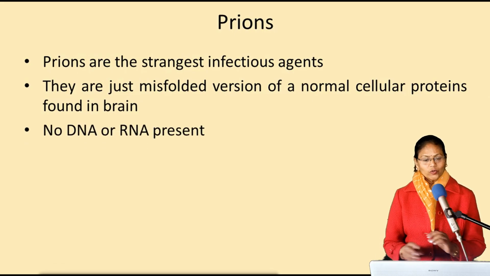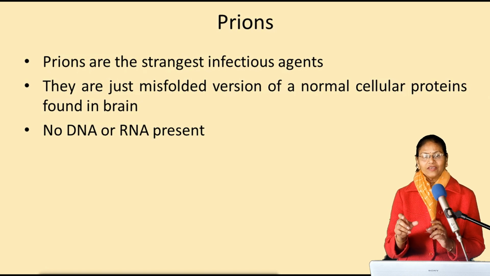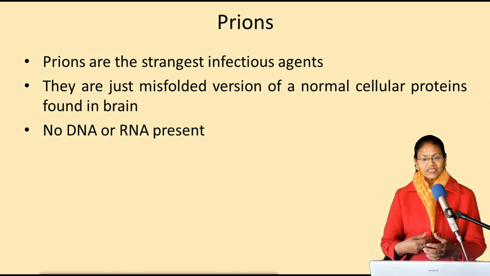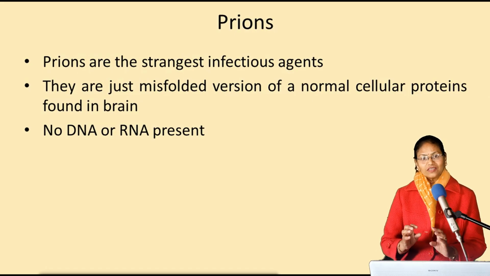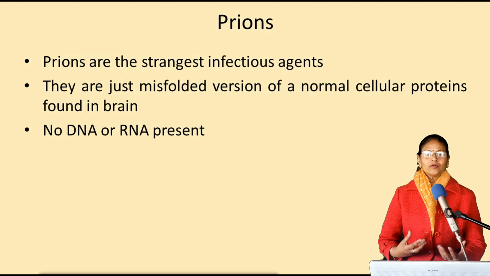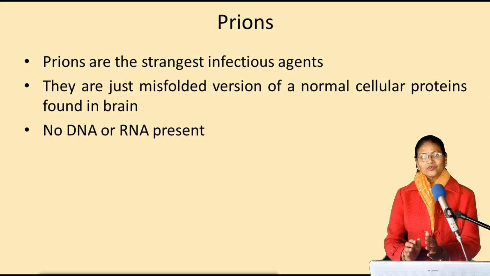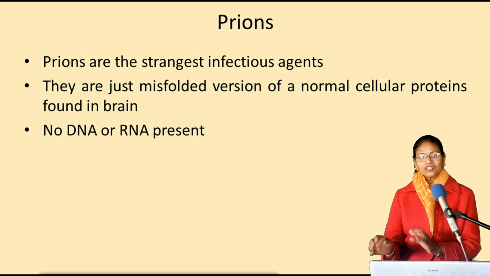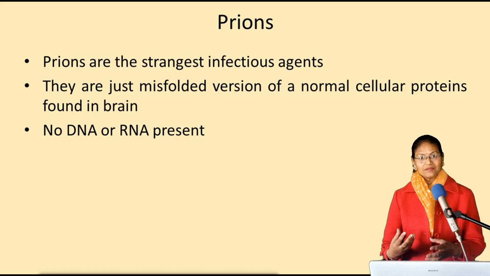And here no DNA or RNA is present. So only the protein is there, but no DNA or RNA. And these proteins have this unique feature that once this misfolded version of a normal protein is formed, it also triggers other normal proteins to form prions. So they are also misfolded, and then they accumulate together. And when they accumulate, they start damaging the brain or disrupting the function of the brain. And then some abnormalities start in the brain.